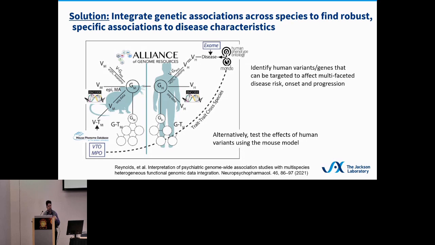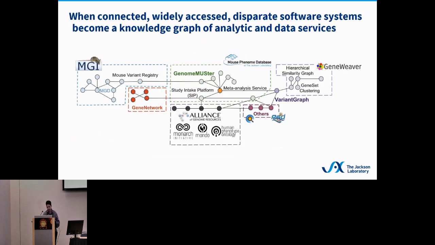So our solution is really to integrate these data resources that we have at Jackson elsewhere, so that if we find human variants and genes that can be targeted, then we can also look at the mouse and say, well, can we use these mice to study for preclinical studies, and how? Where is their shared information? Alternatively, if we find something in the humans, then we can also go back to the mouse, or we find something in a mouse and say, where does it interact with the human?